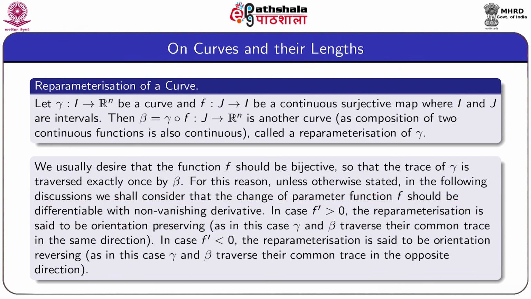In case f' is greater than 0, the reparameterization is said to be orientation preserving, because in this case gamma and beta traverse their common trace in the same direction. In case f' is less than 0, the reparameterization is said to be orientation reversing. In this case, gamma and beta traverse their common trace in the opposite direction. To be very precise, we want our change of parameter function f to be a diffeomorphism.